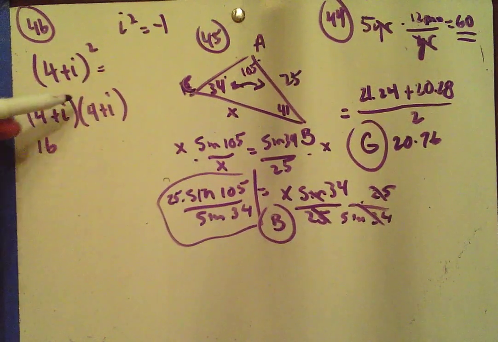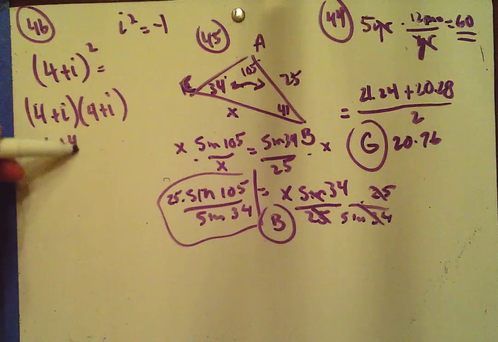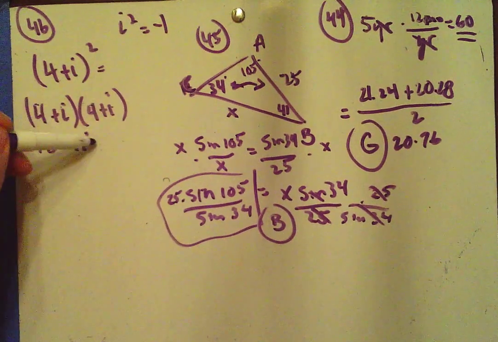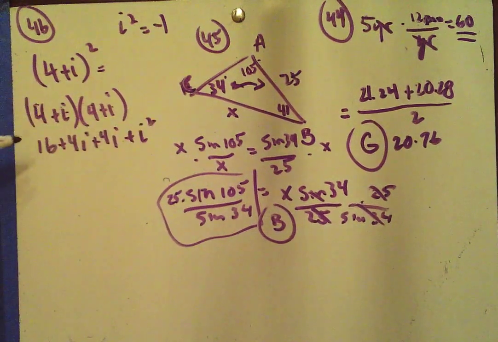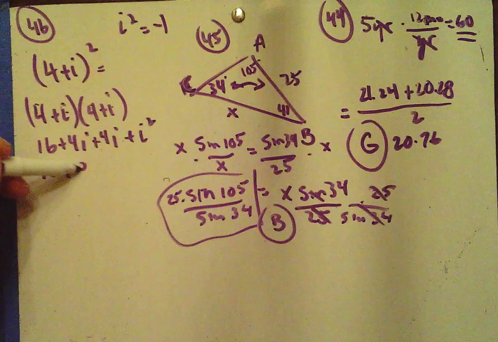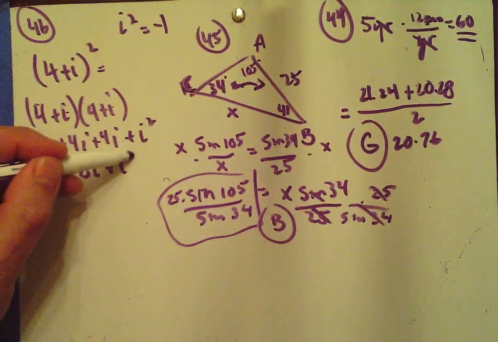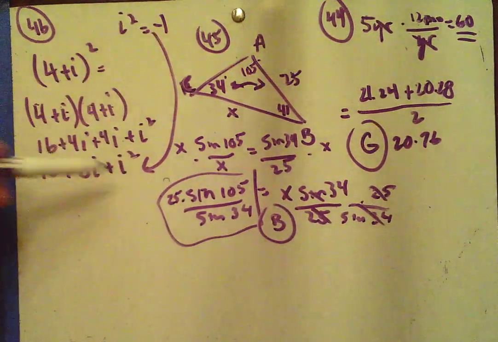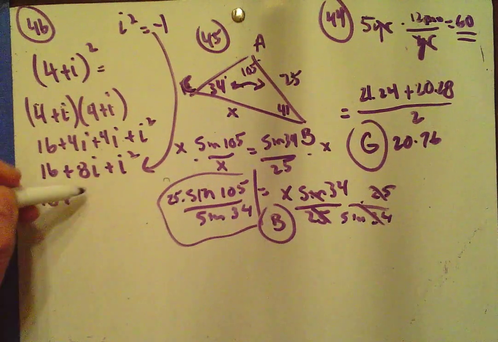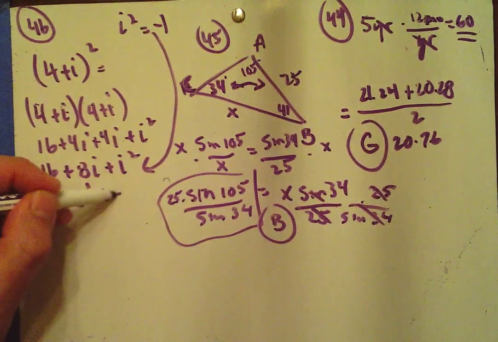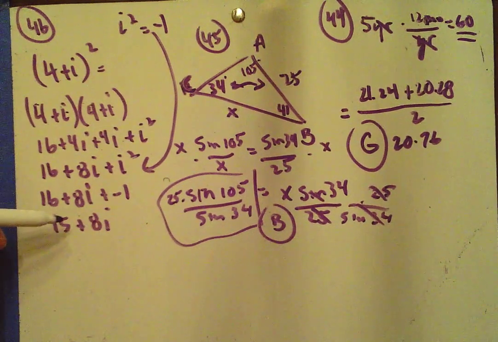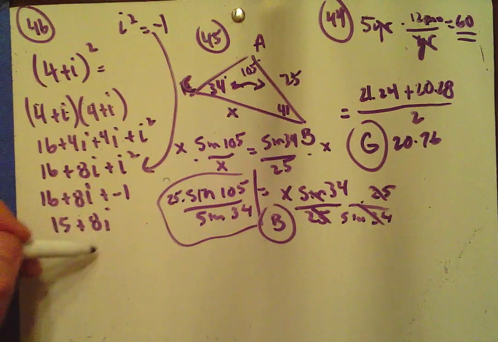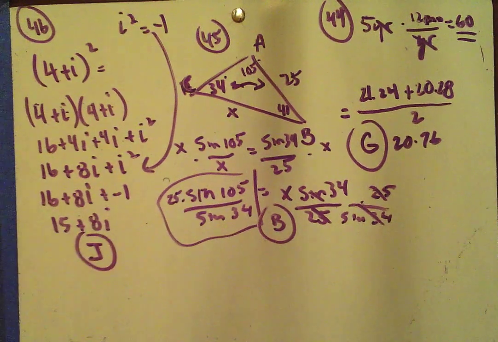4 times 4 is 16. 4 times i is 4i. 4 times i is 4i. And i times i is i squared. So I get 16 plus 8i plus i squared. Well, they reminded me that i squared was negative 1. So 16 plus 8i plus negative 1 is 15 plus 8i. 15 plus 8i corresponds to choice J. Choice J for number 46.